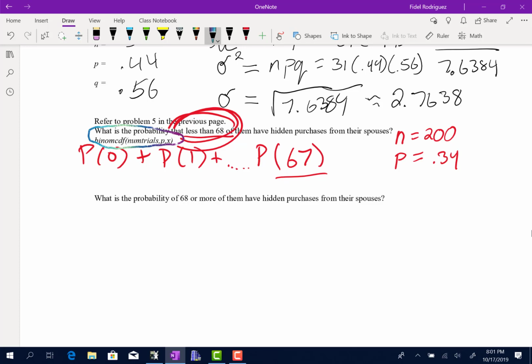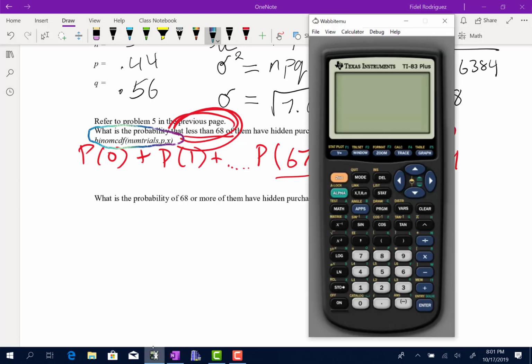CDF, okay? So guys, I'm going to turn on my calculator and clear that out. How do I get to the binomial area? Anybody remember? Second VARS, right? We're going to scroll down until we find the one that says binomial CDF. Notice it's the one right under PDF. My n, the number of trials, was still what? 200. Our probability was still 0.34.